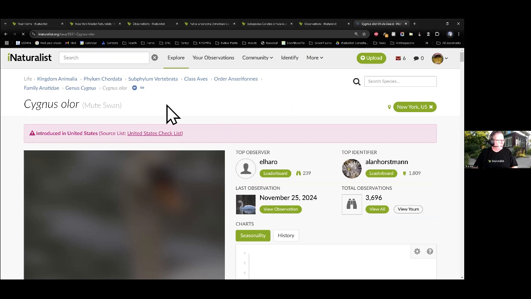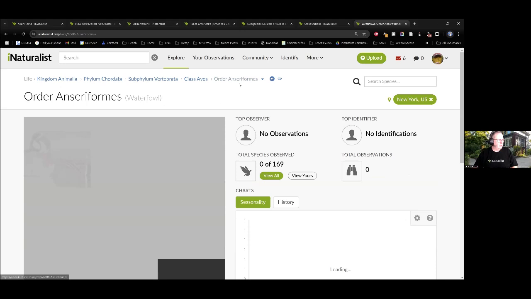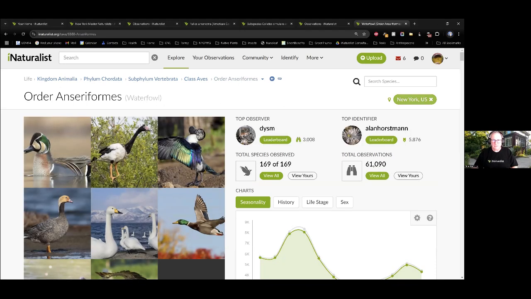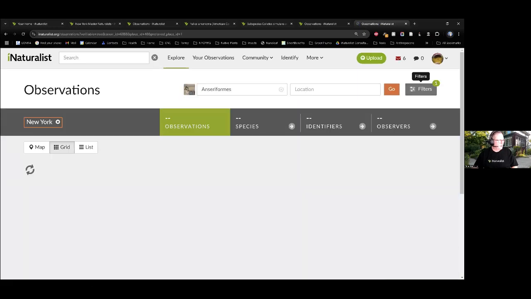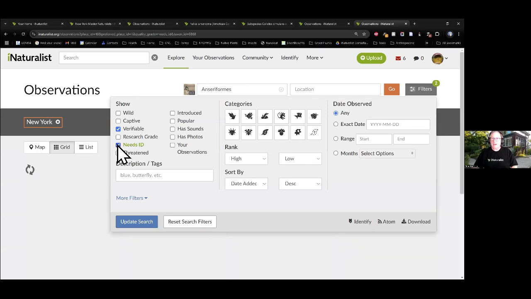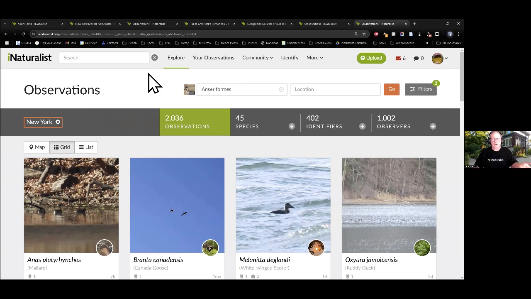So let's say I look at the taxonomy of the swan. Maybe I want to look at all the water birds. Maybe I'm interested in water birds, and maybe I only want them in New York State. Maybe I'm looking for things to identify, so I can click needs ID. So I can look at all the observations of any water bird in New York State, and I can start going through and identify things.